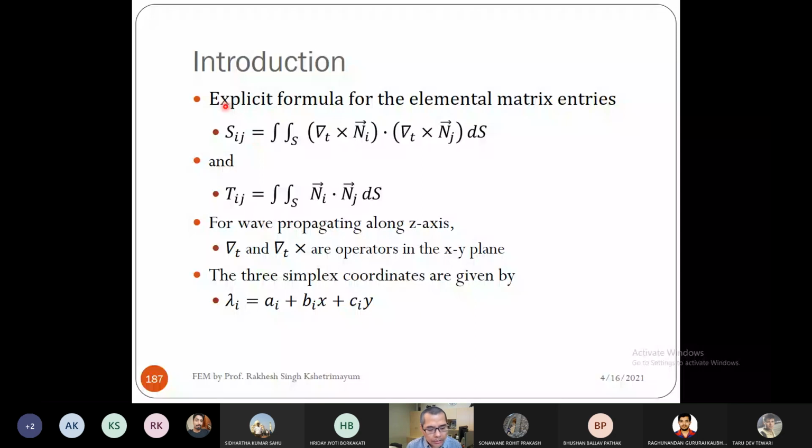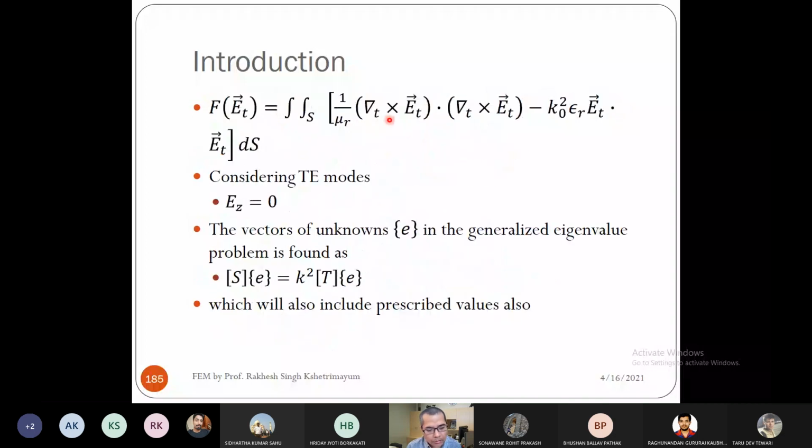Obviously, from the functional expression you have, the S matrix would have components like this: double integration over the surface of the curl of Ni dot product with the curl of Nj, ds. This was the expression you have in the functional. If you remember, we have something like curl of Et, curl of Et. Now we replace all the electric field Et by the linear approximation of the vector basis function. That is what we discussed in the last class.